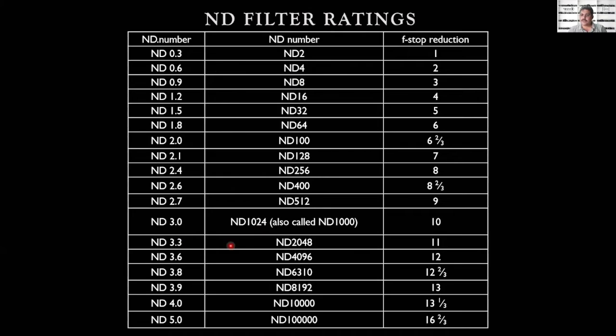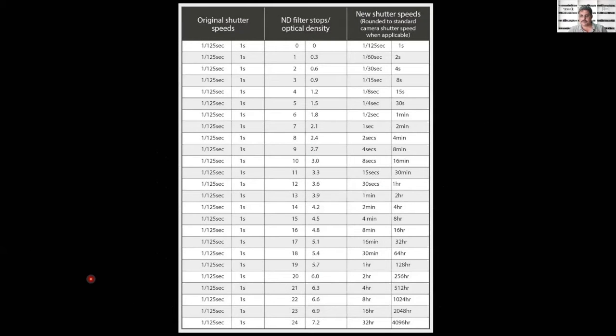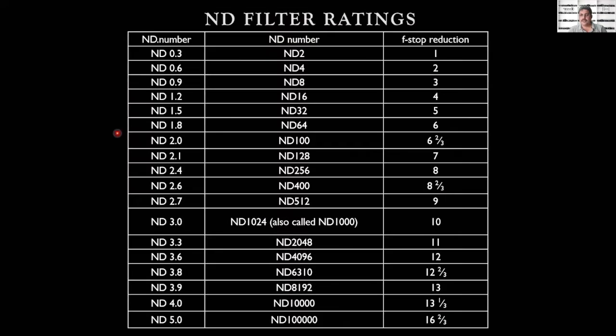This is the biggest one I said, 16 and 2/3 stops. That's ND100,000. Now, a few companies use different terminology and names. For example, if you go to Hoya or Nisi, they use this term ND3, which is equivalent to ND1000. Don't get confused with this. This is a proprietary naming by different companies.